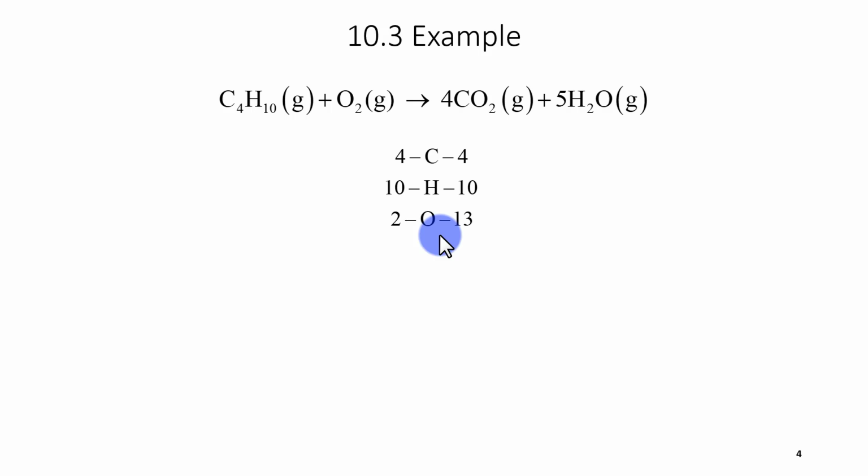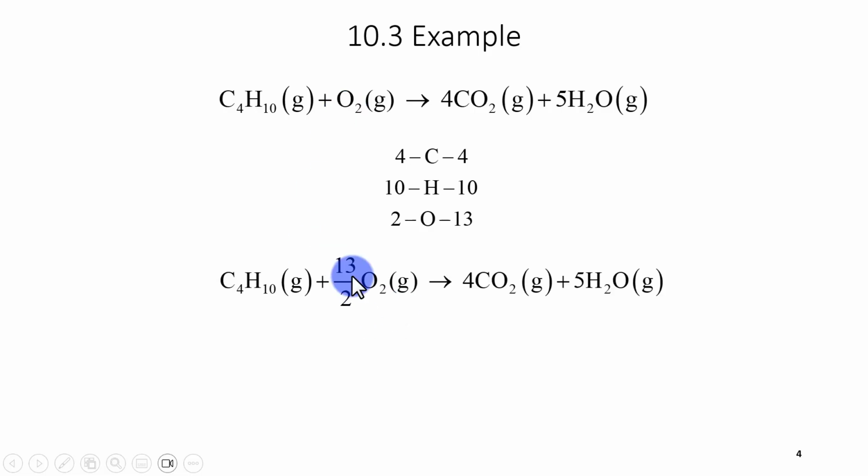Now let's figure out how to balance the last of these atoms, which is oxygen, and I need to make this 2 a 13. I could put 13 over 2 times 2 to give me 13 on this side. And then here's my tally. 4 carbons, 4 carbons. 10 hydrogens, 10 hydrogens. We had 13 oxygens. And then 13 and a half times 2, the 2 cancels with the 2, leaving you with just 13. So now the oxygen is balanced as well.